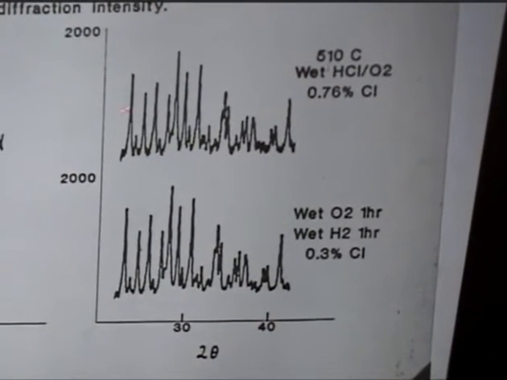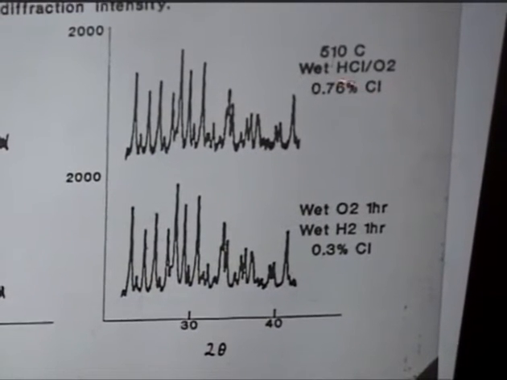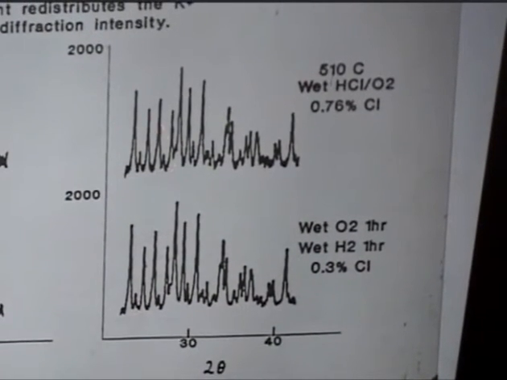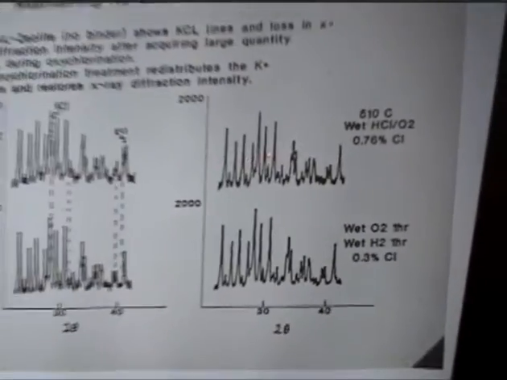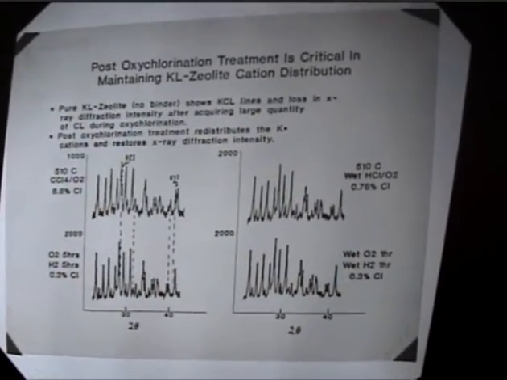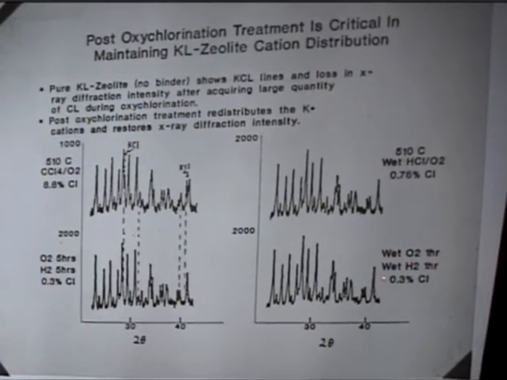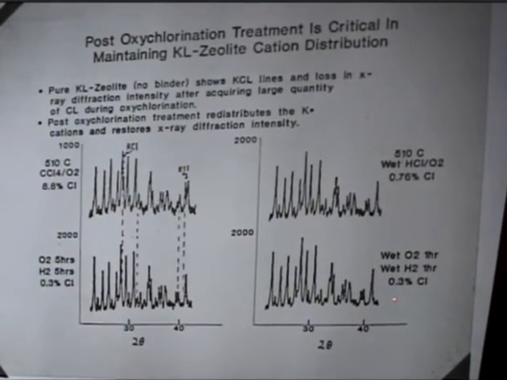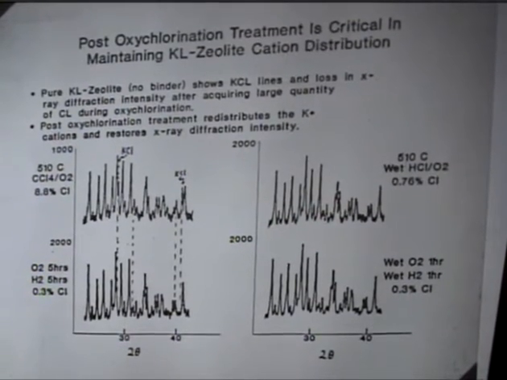Now, with a different reagent like HCl, oxygen, and also in the presence of water, we do the same treatment and we have only 0.76% chloride. And you can see the X-ray intensity remains at 2,000. It doesn't drop. And we don't form any KCl. And then after that, we go for 1 hour oxygen, 1 hour wet hydrogen, we go to 0.3% chloride. So these two spectra are identical.